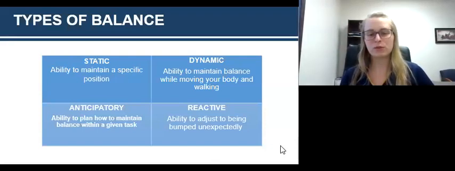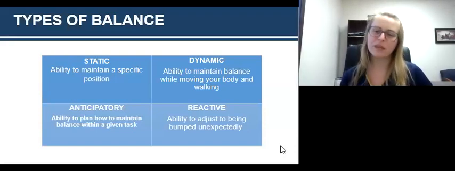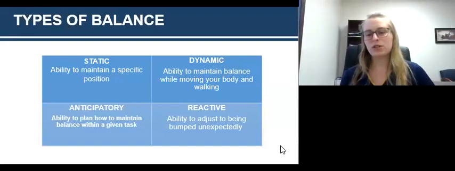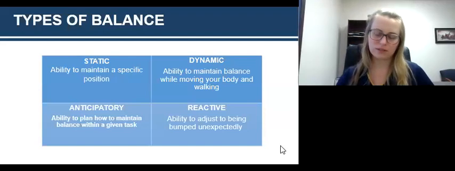Reactive balance occurs when you are not expecting something to happen and your body reacts, like if someone were to bump into you at a grocery store. It is important to challenge all types of balance to be sure your body is stable in all types of situations.